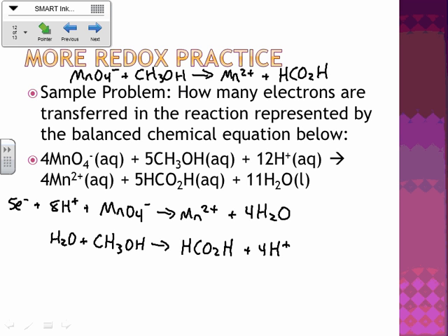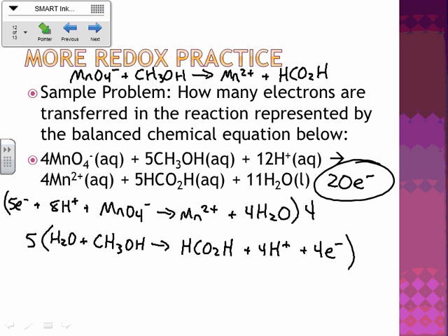So then, just like I said, we have to add 4 electrons to this side to balance out the charge, right? So now we've got a 4 electron, 5 electron situation here. We're going to multiply this one by 5, we're going to multiply this one by 4, and that's going to give us in our final equation 20 electrons on each side. Does that make sense? So the answer here is 20 electrons are being transferred.